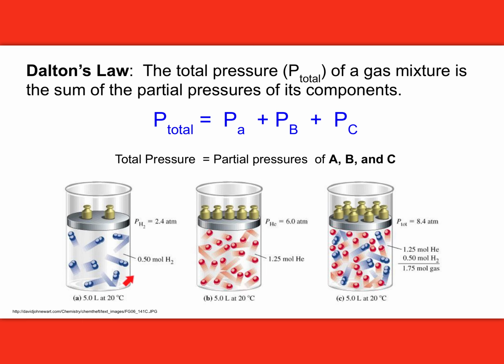So here you can see we've got two separate gases, the blue and the red. We've got a 5-liter container, and the pressures of those gases are measured individually. The pressure of this hydrogen here is 2.4 atmospheres, and the pressure of helium in that same container at the same temperature is 6 atmospheres. When you mix them together, the pressure of the two combined will just be the sum of those two pressures combined, 2.4 plus 6.0 for a total of 8.4 atmospheres.